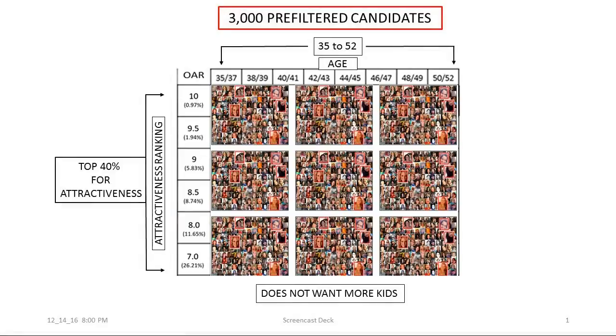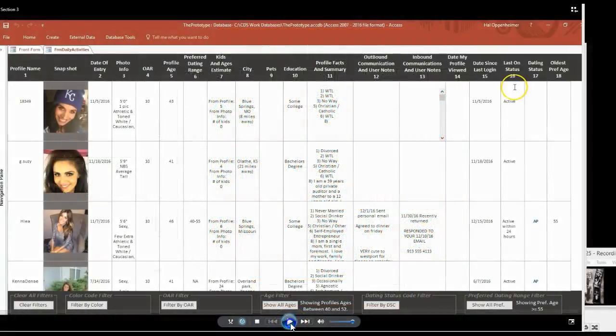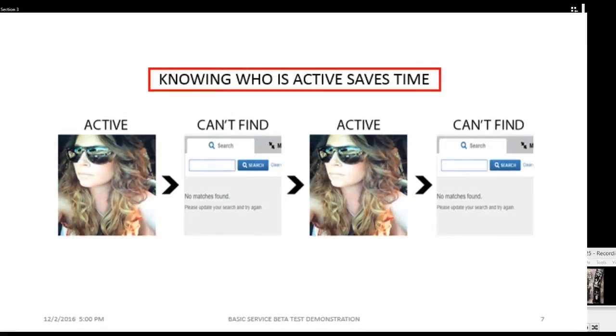When the beta test begins, you will have about 3,000 active female online daters in the Kansas City metropolitan area in your library. These women are 35 to 52 years old. They rank in the top 40% for attractiveness, and they do not want more kids. By default, your daily activity display will only show you currently active candidates, as you can see here in column 16. As a reminder, about 24% of the candidates in your library will leave each month and are replaced with new or returning candidates, so knowing who is currently active is a huge time saver.